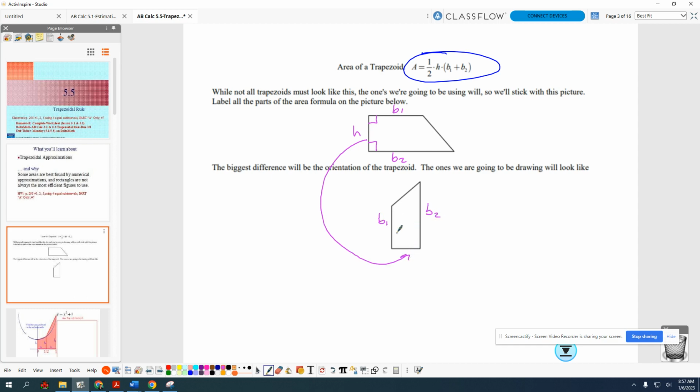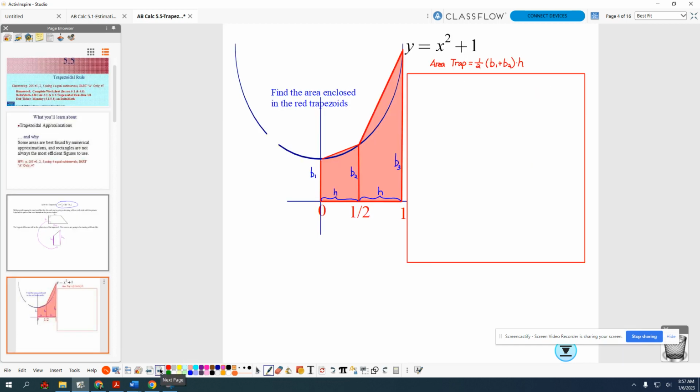The thing that will annoy you is these trapezoids are going to be sitting on their side. And we're going to have to calculate the height of base 1 and base 2 using the equation of a function. So let's look at this problem. Here's the equation y equals x squared plus 1. And we're going to just find the area with 2 trapezoids.